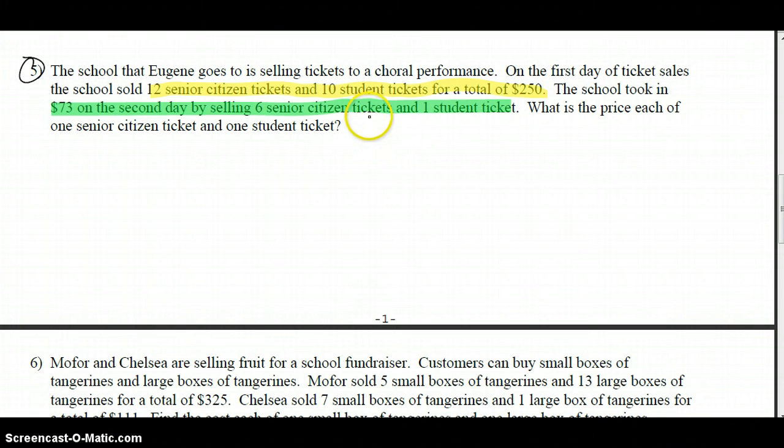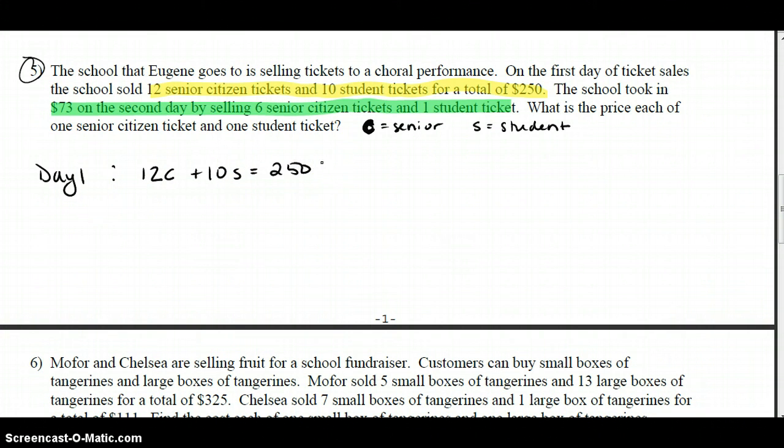All right, so let's identify our variables. I'm going to say S is for senior citizen ticket, and actually that's not going to work out very nice. So let's do C for senior citizen ticket, and S for student ticket. Okay. On day 1, they sold 12 senior citizen tickets and 10 student tickets for a total of 250. And then on day 2, they sold 6 senior citizen tickets and 1 student ticket for $73.